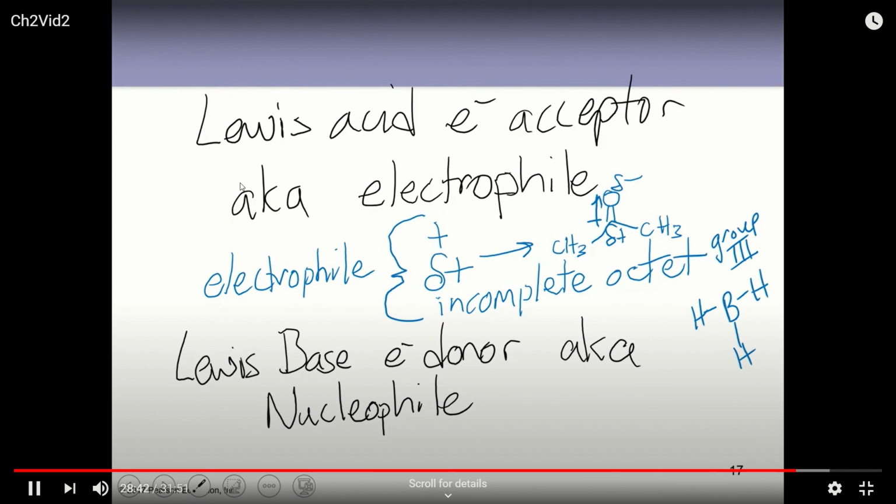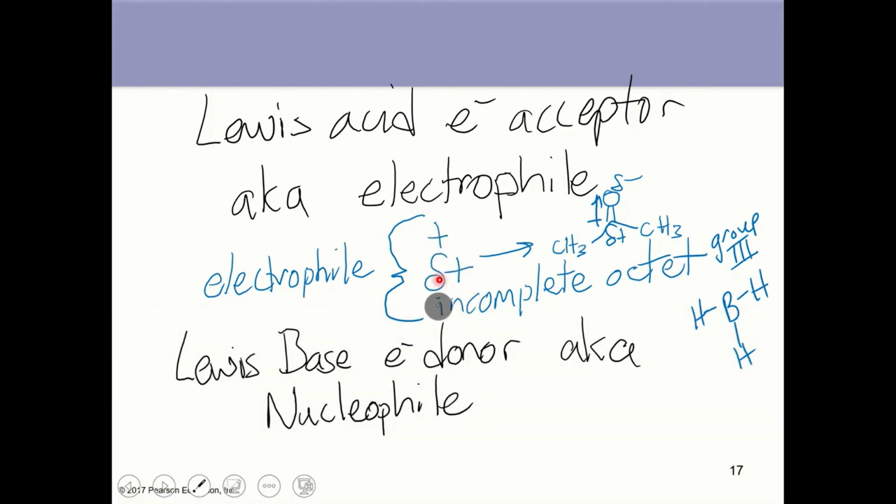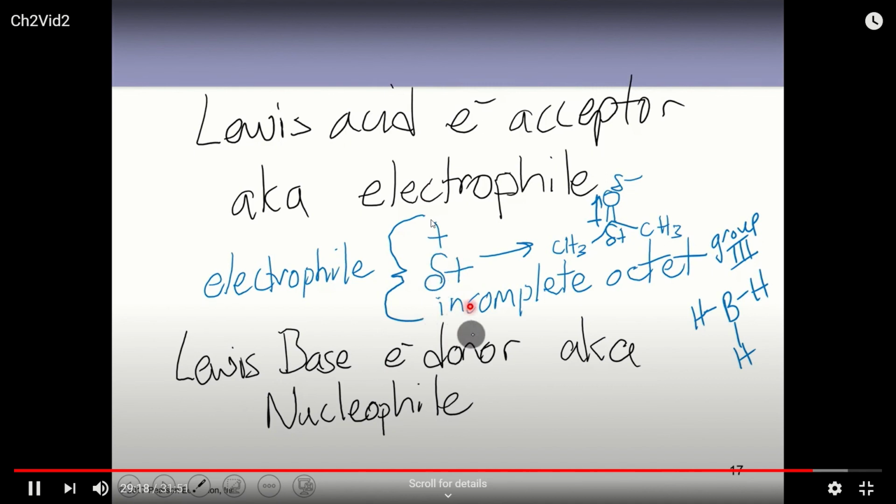So we have that a Lewis acid is an electron acceptor, aka an electrophile, electron lover. And the characteristics of an electrophile are these three things. It doesn't have to have all three characteristics. It only has to have one of them to be an electrophile. And so one of these three characteristics makes an electrophile. Either the atom has a positive charge, the atom has a partial positive charge, or the atom has an incomplete octet.